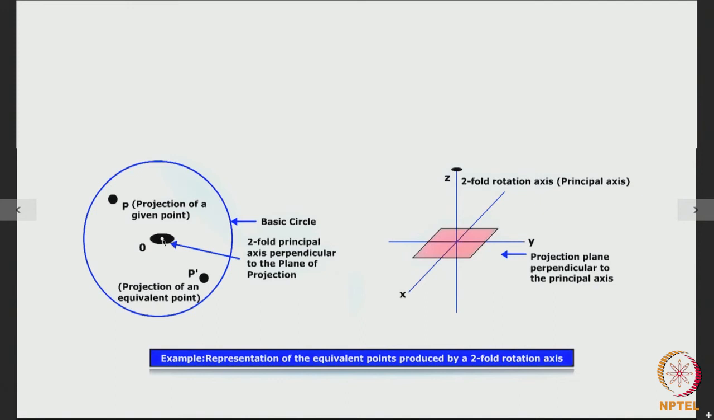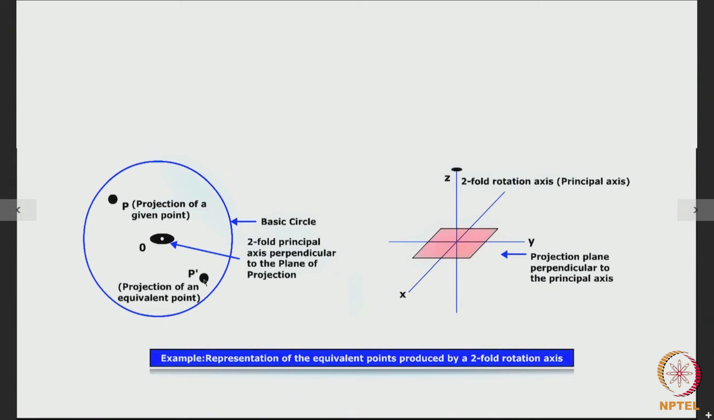Now, if we have a point in this quadrant, due to the operation of the twofold rotor, it will generate another point in this quadrant. So what we'll find is a point 180 degrees away. This is the projection of a given point, and this is the projection of an equivalent point. Due to the twofold rotation axis, it will produce a second point.